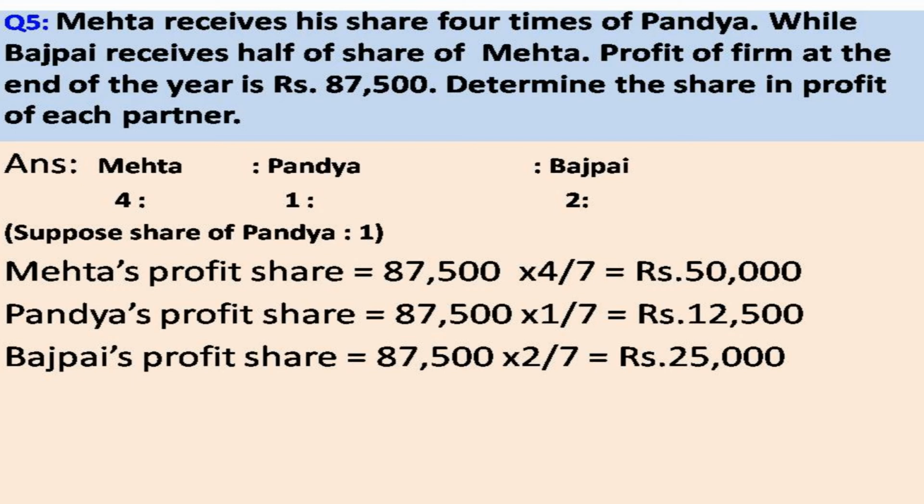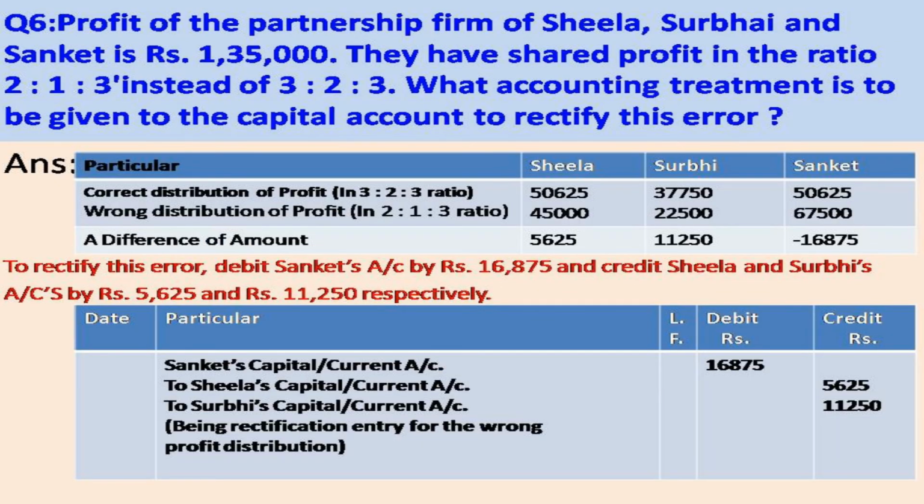Now the total share is 4 plus 1 plus 2 is equal to 7. So Mehta's profit share is 87,500 into 4 upon 7 is equal to 50,000. Pandya's profit share is equal to 87,500 into 1 upon 7 is equal to 12,500. Bajpai's profit share is equal to 87,500 into 2 upon 7 is equal to 25,000.